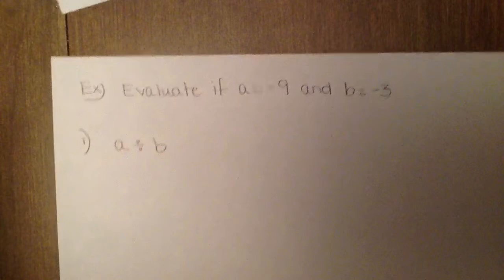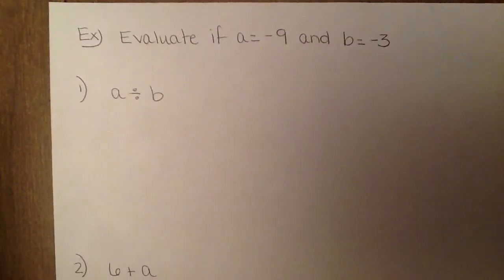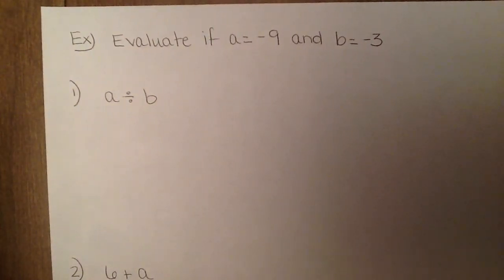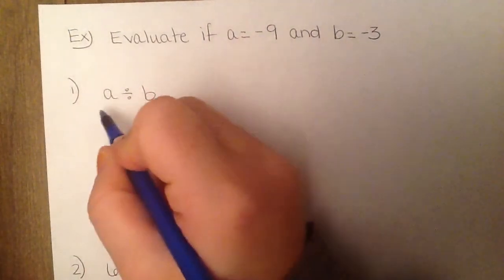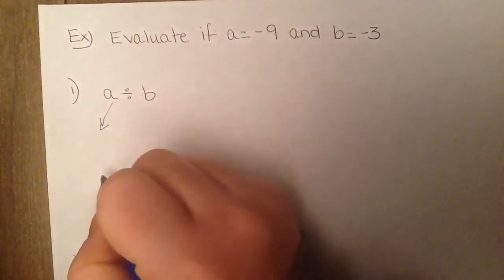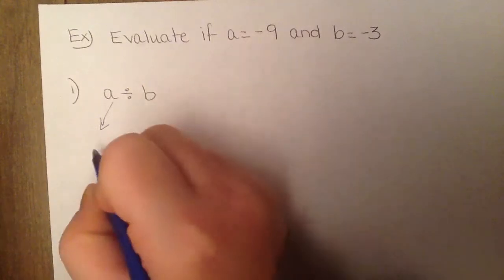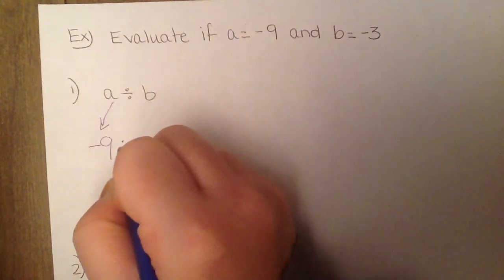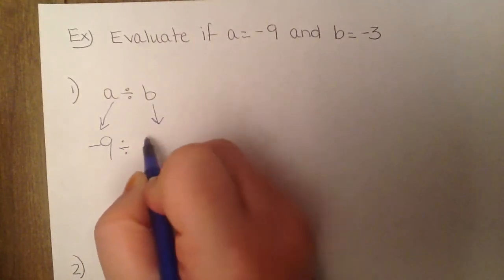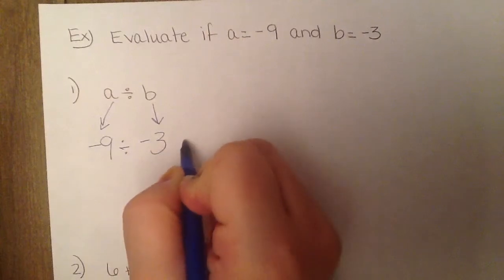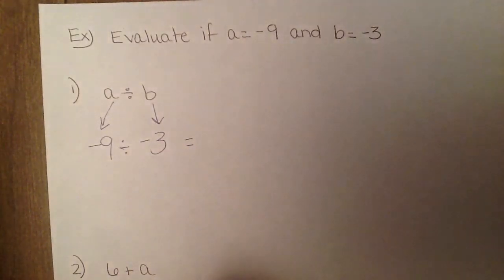Our last set of examples involve plugging in for A, negative 9, and B, negative 3. So evaluate means solve. If A is negative 9, B is negative 3, we need to replace these. So instead of an A, what are we going to put? Negative 9. And instead of B, negative 3. Finish this one on your own.